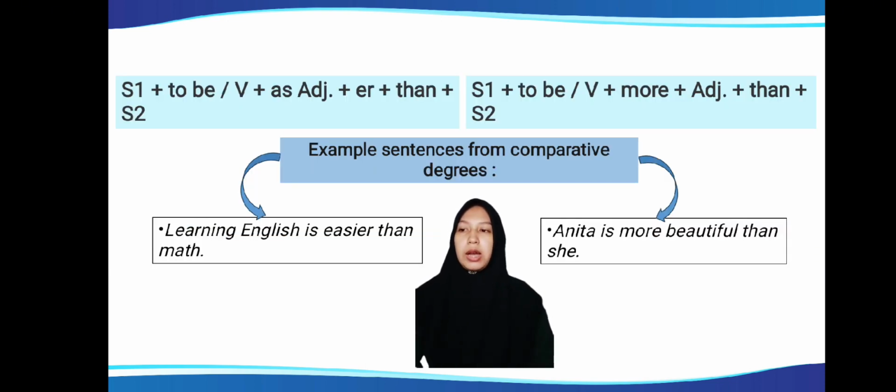Formula: subject 1 plus to be or verb plus adjective plus er plus than plus subject 2. Example: learning English is easier than math. Formula: subject 1 plus to be or verb plus more adjective plus than plus subject 2. Example: Anita is more beautiful than she.